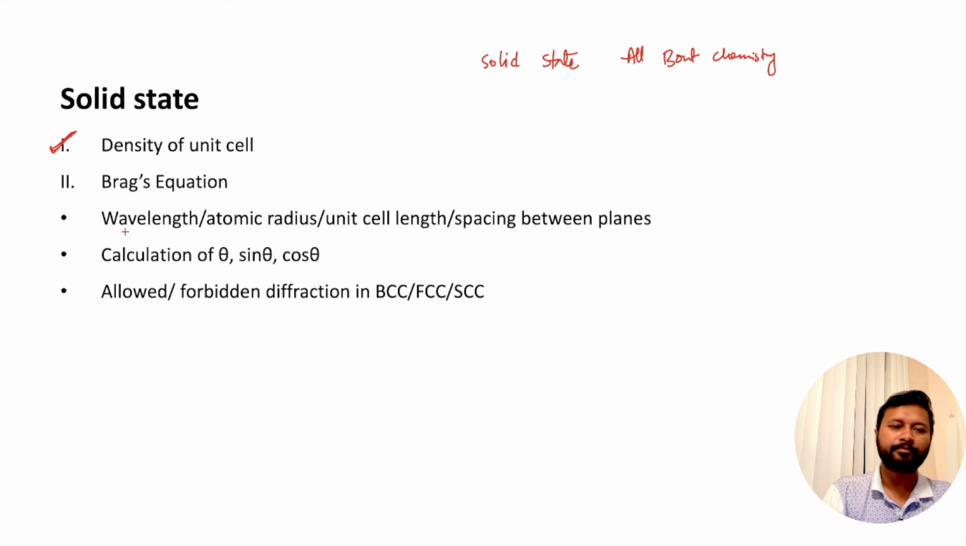Then the most important equation, which is important for all material chemists from the research point of view as well, is Bragg's equation. From Bragg's equation, general questions are asked based upon wavelength, atomic radii, length of the unit cell, then spacing between the planes. Again, see, all these topics are interconnected.